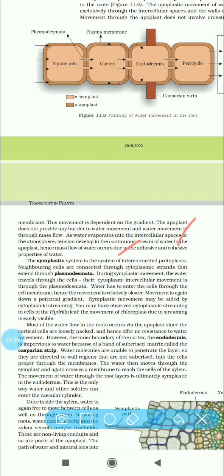The symplast movement will happen through the protoplast, that is, it is through the plasmodesmata, as you remember.